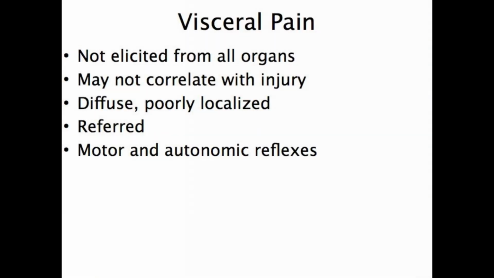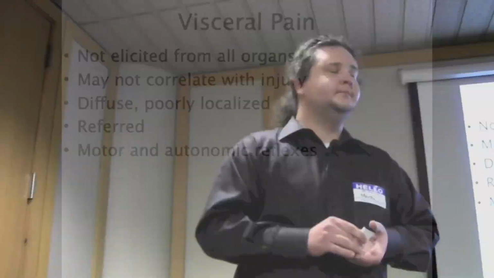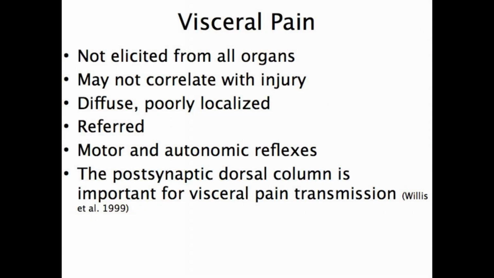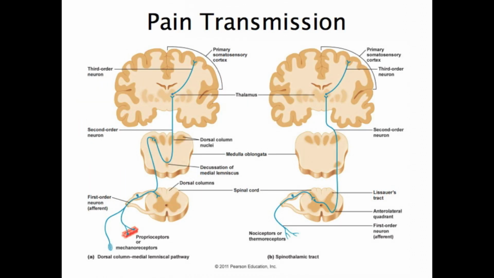It's often associated with autonomic reflexes, so again, if you hit your hand with a hammer, you're probably not going to throw up. But if you have a heart attack, you might. And it's transmitted to the brain through different tracts in the spinal cord. So let's talk a little bit about some mechanisms and anatomy.